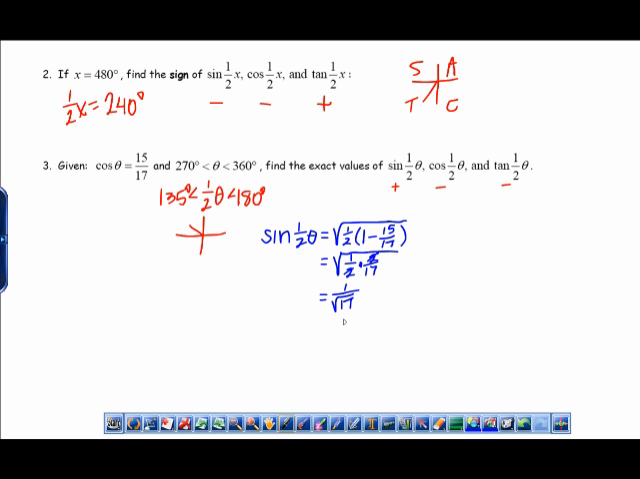Okay, and that is your answer. All right, this is totally fine for an answer. If you want to simplify it, you could. At this point, though, we're not worrying about simplifying radicals in the denominator.